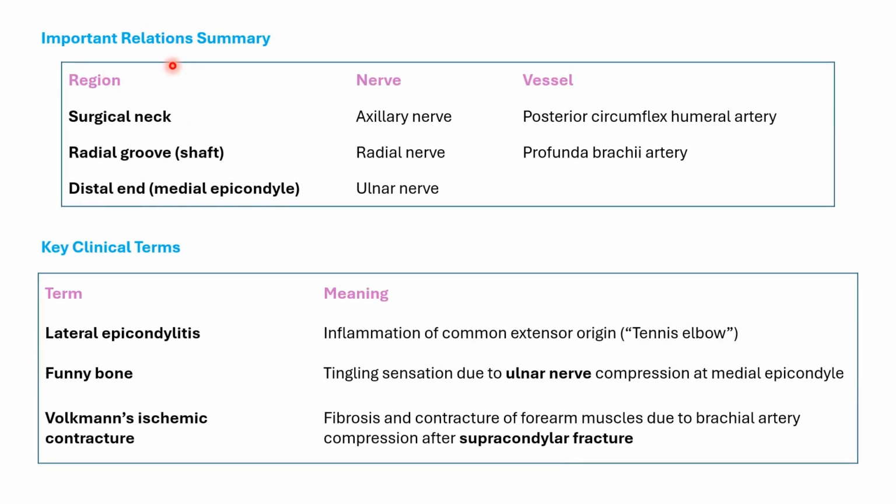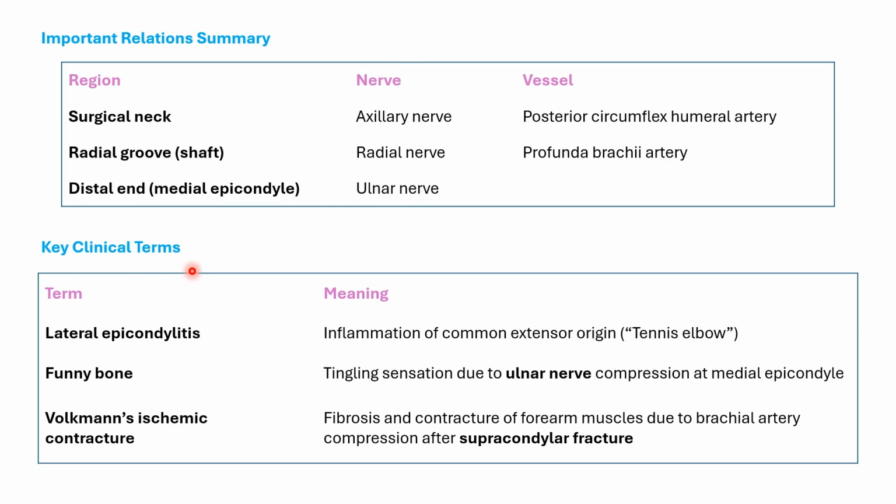Now we learn about the important relations summary. Surgical neck, radial groove and distal end. The surgical neck is related to the axillary nerve and posterior circumflex artery. The radial groove in the shaft is related to the radial nerve and profunda brachii artery. The distal end or medial epicondyle is related to the ulnar nerve.